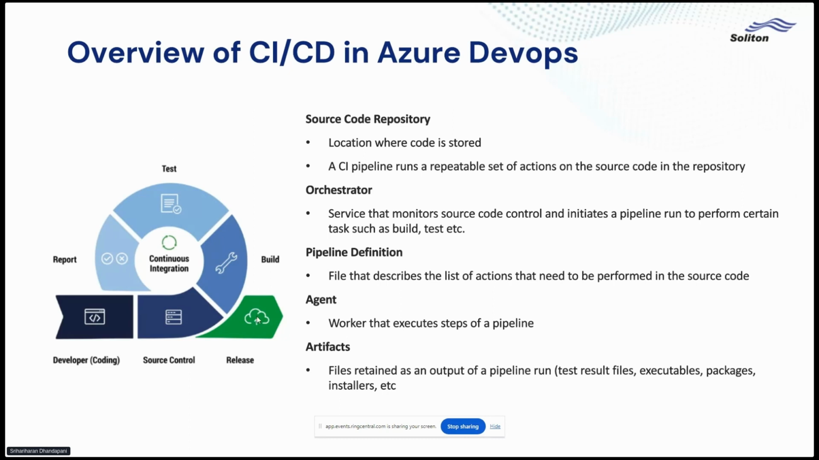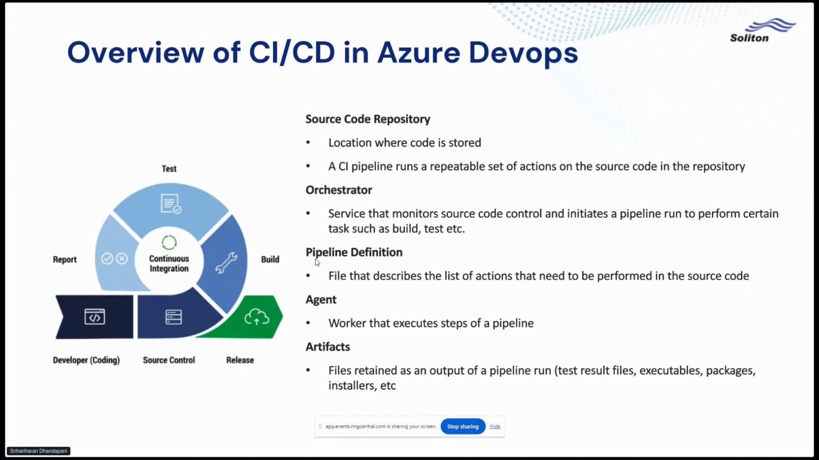So instead of doing this, we are going to automate it and reduce the manual effort. To do that, we are going to use a few elements. One is the source code repository, which is where the source code lives. The second one is the orchestrator, which is a service that will monitor this source code and trigger these tasks, like I need to build, or I need to test, or I need to analyze the report of the tool. This will take care of triggering that.